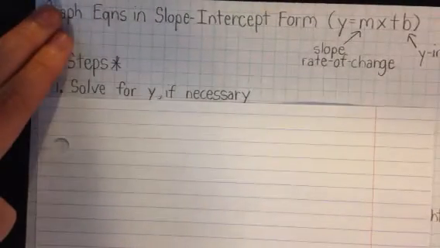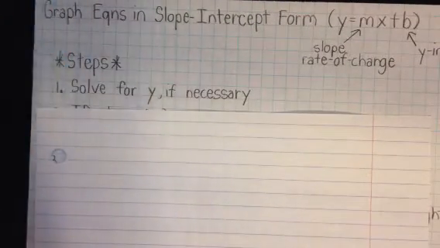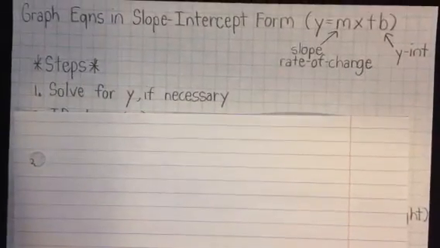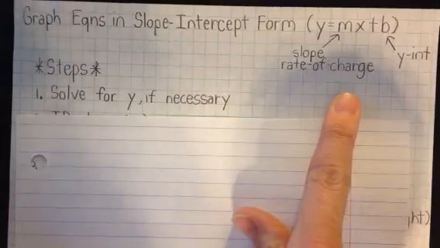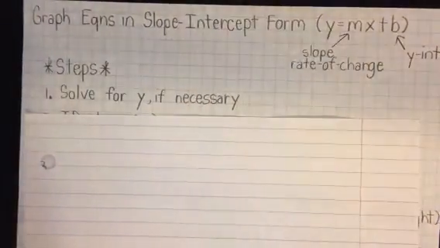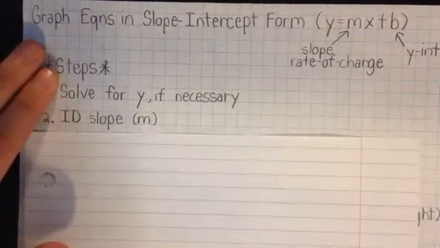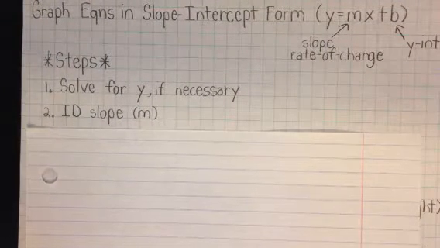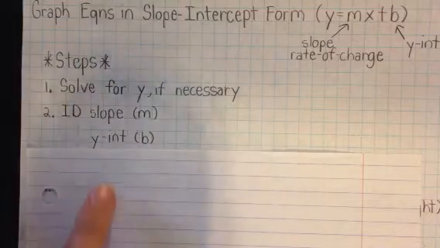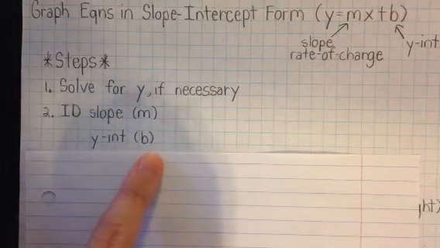Step number 1 is to solve for y if necessary. So if it's not already in y equals mx plus b form, you need to get it in y equals mx plus b form. So solve for y first. Second, identify the slope, or m. Also identify the y-intercept, or b.